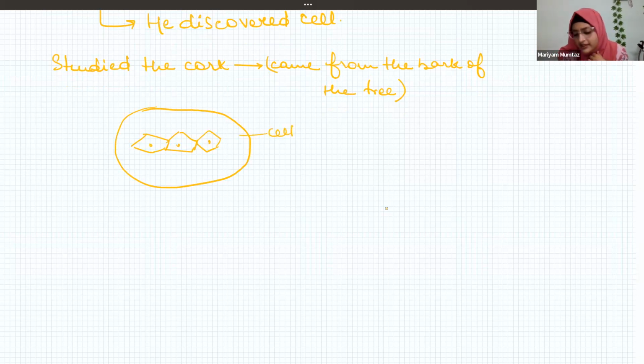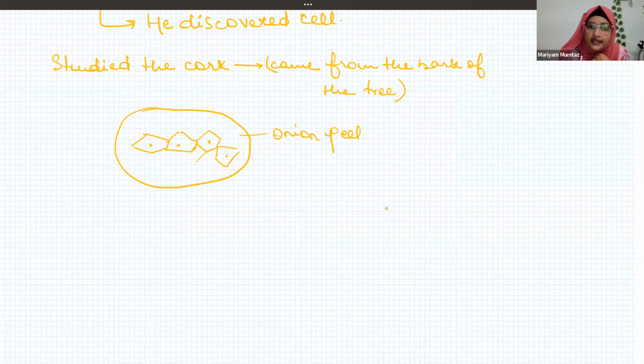The onion peel, let's call it onion peel. This is the onion peel that you're examining, and these compartments are present all over the peel. If you take even a small part and view it under the microscope, that small part is filled with cells like this. They are all of the same size and the same shape. So each of these things is known as a cell.